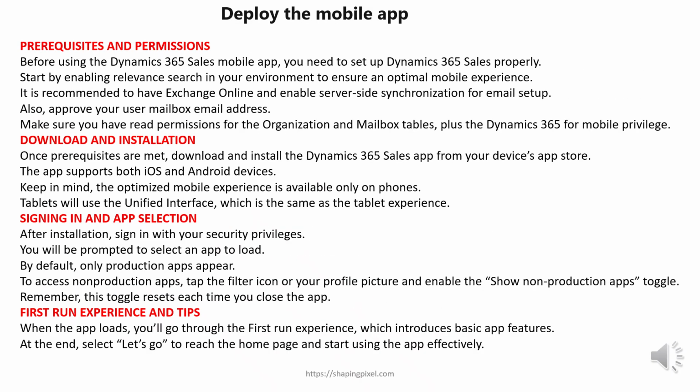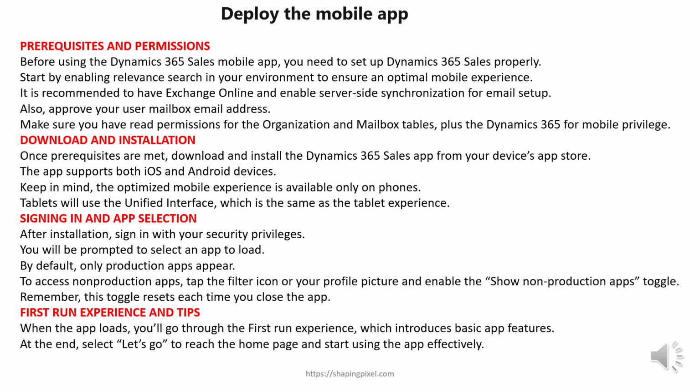Before using the Dynamics 365 Sales mobile app, you need to set up Dynamics 365 Sales properly. Start by enabling relevant search in your environment to ensure an optimal mobile experience. It is recommended to have Exchange Online and enable server-side synchronization for email setup. Also, approve your user mailbox email address. Make sure you have read permissions for the organization and mailbox tables, plus the Dynamics 365 for mobile privilege.